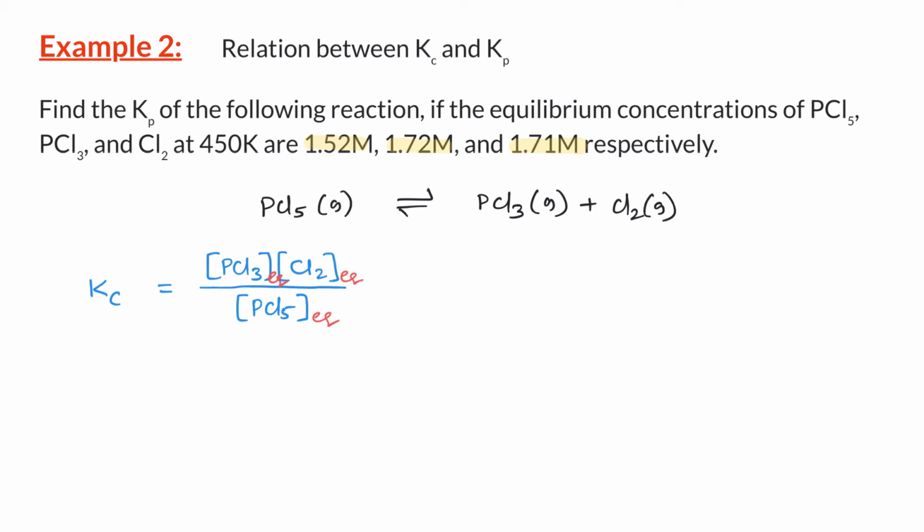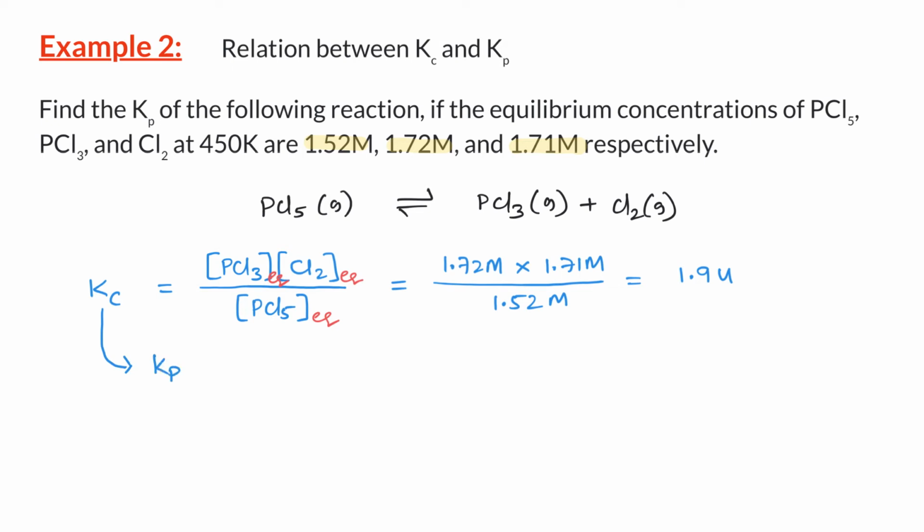Let us plug in the equilibrium concentrations of all the reactants and products given in the problem. The concentration of phosphorus trichloride is 1.72 molar times concentration of Cl2 is 1.71 molar divided by the concentration of phosphorus pentachloride is 1.52 molar. If we do the math, we get the equilibrium constant in terms of concentrations Kc is equal to 1.94.